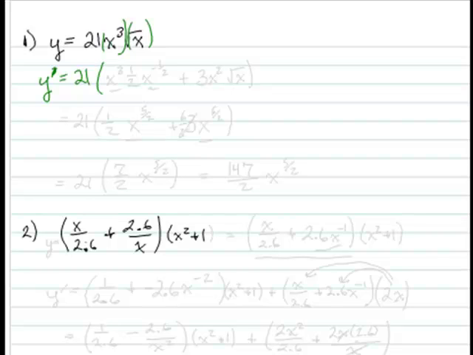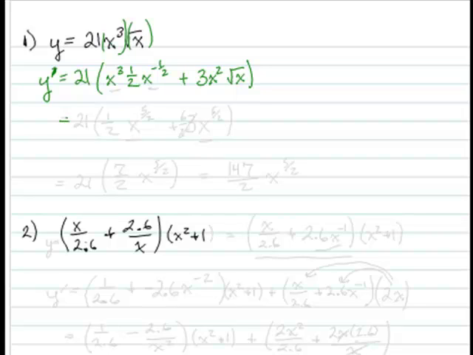So first I leave the first part alone, x cubed. And I take the derivative of square root of x, or x to the 1/2, which is 1/2 x to the minus 1/2. Plus, now I'll take the derivative of x cubed, which is 3x squared, times the derivative of square root of x. We're leaving that part alone.